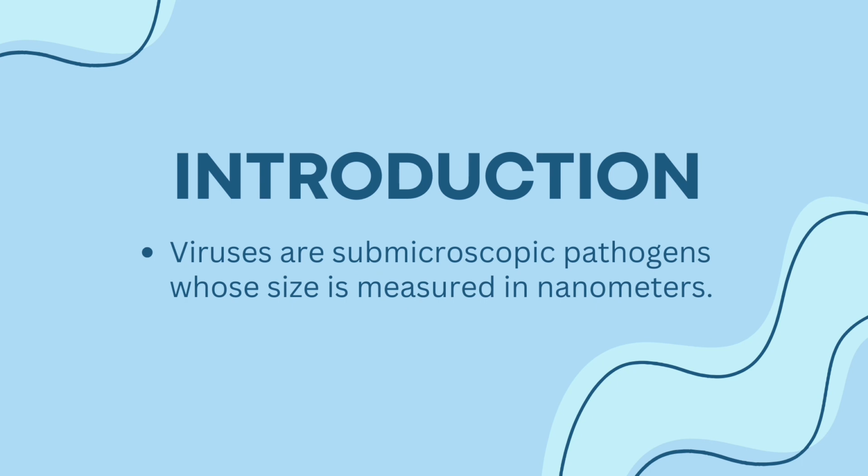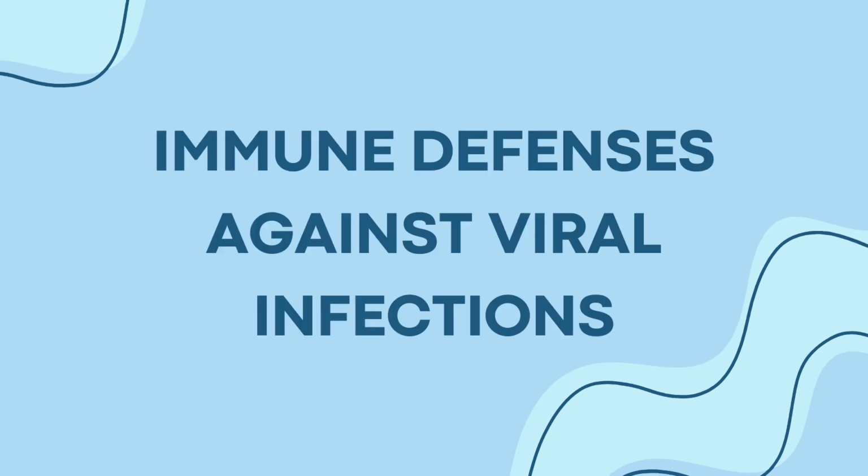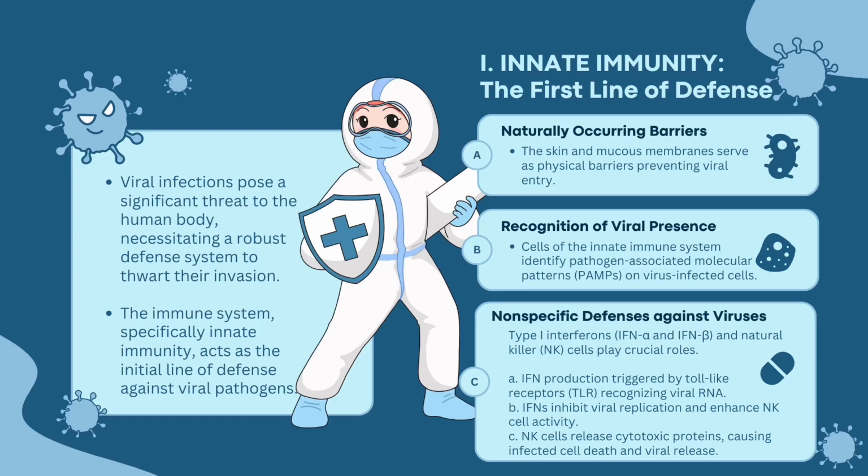Before we begin, let's first define viruses. Viruses are submicroscopic pathogens whose size is measured in nanometers. Viral infections pose a significant threat to the human body, necessitating a robust defense system to thwart their invasion. The immune system, specifically innate immunity, acts as the initial line of defense against viral pathogens.